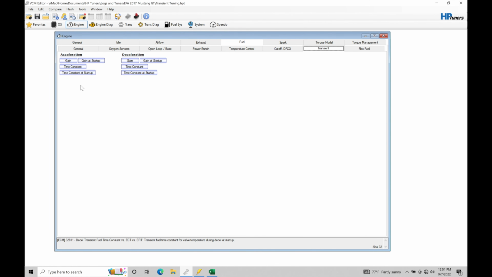Now from there, that base pulse width isn't enough to characterize how much fuel we need to add for that very, very brief period of time. We're going to be using the transient fueling to fill in the blank, so to speak, so that we have everything dialed in properly so we deliver the proper amount of fuel.